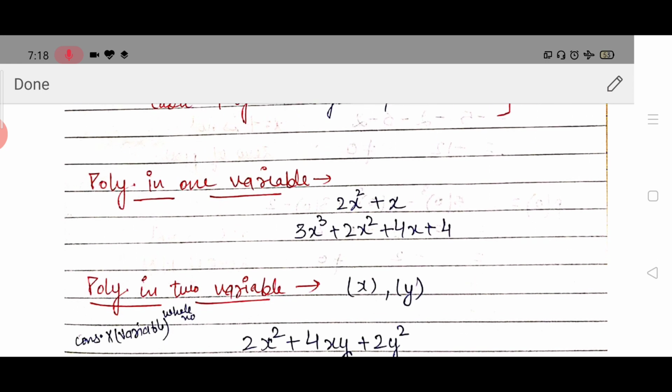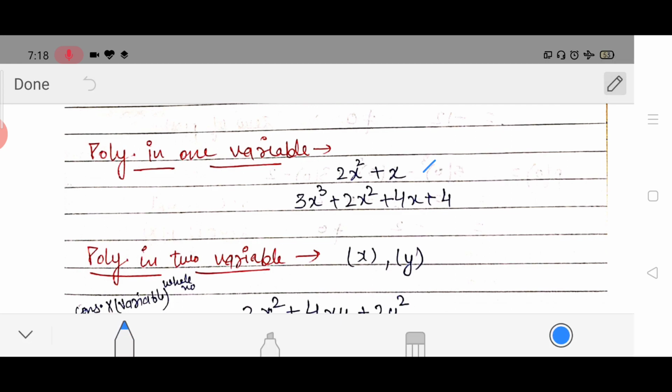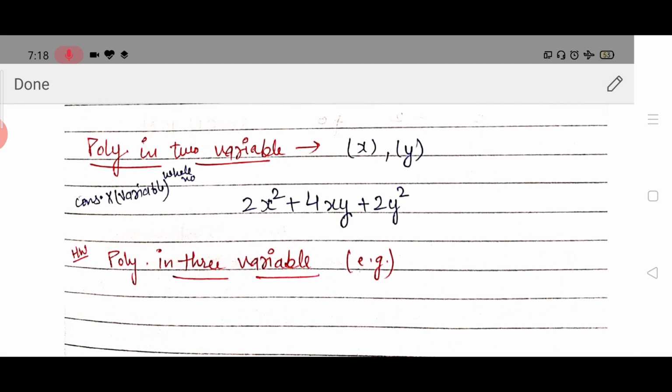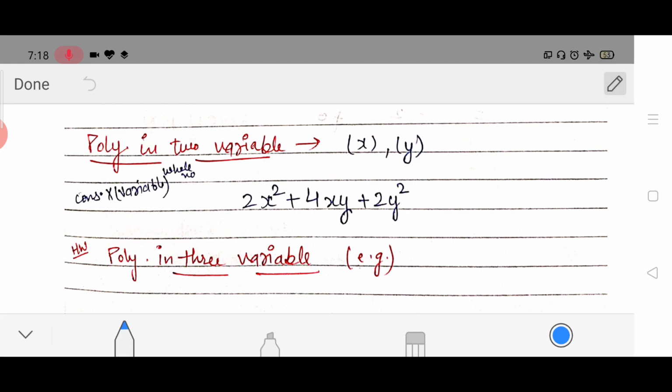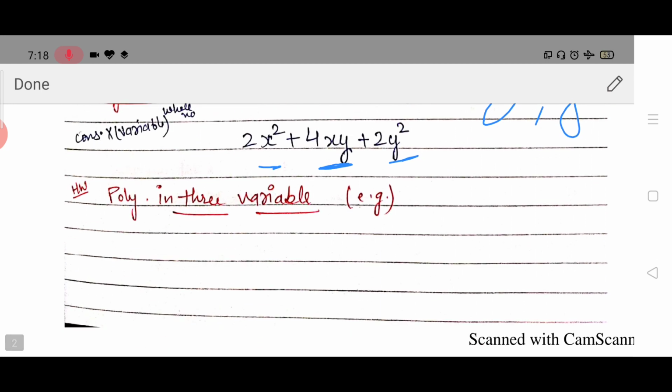Okay, polynomial in one variable: these are the examples of polynomial in one variable, because you can see here we are having only the x variable. And polynomial in 2 variables means we should have 2 variables. We are having here variables x and y. Okay, here x and y are the 2; the combination can be anything, but there must be exactly 2 variables. So you have to write a polynomial in 3 variables as your homework. So this is the basic concept of exercise 1.1.